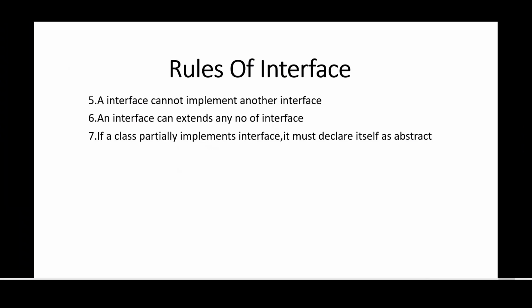So today we will see the fifth rule of interface. So what is the fifth rule? An interface cannot implement another interface. What does it mean? In the previous video, we have seen that an interface can be implemented by a class. Means a class can implement the interface, but an interface cannot implement another interface.